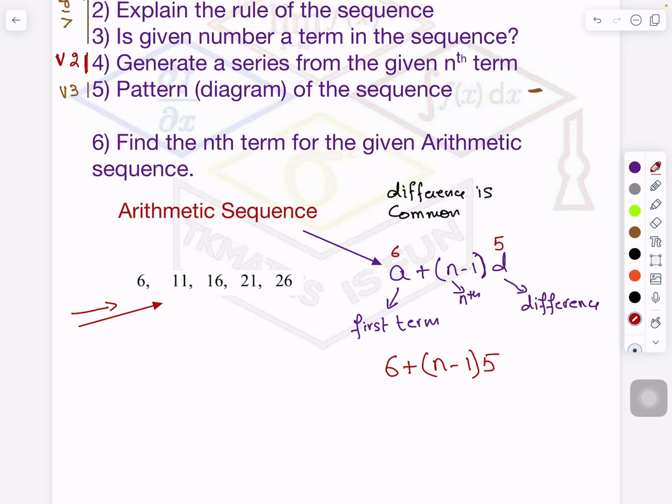Now I will expand the bracket. 6 plus 5 multiplied by n is 5n. 5 multiplied by minus 1 is minus 5. So it will become 1 + 5n. So this is my nth term formula. This is how you calculate the nth term for any arithmetic sequence. So I have told you the general formula.